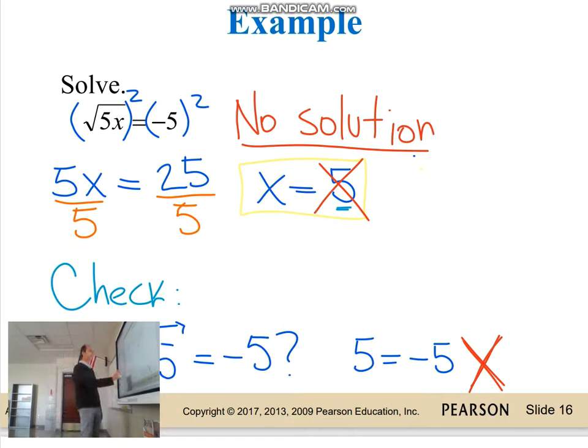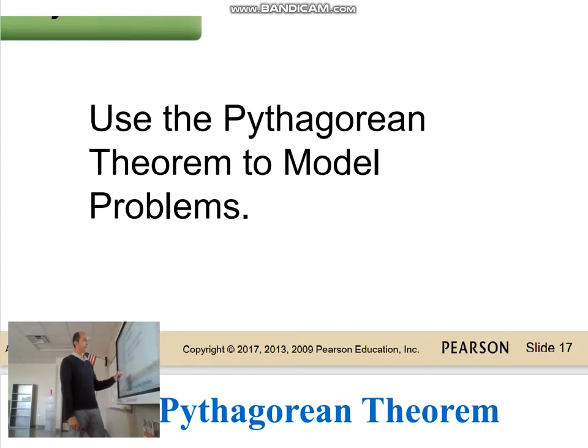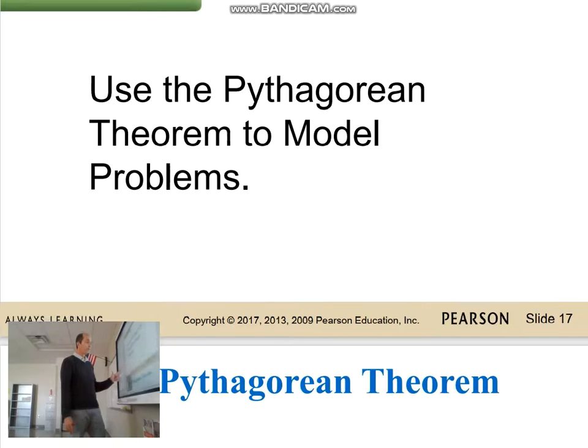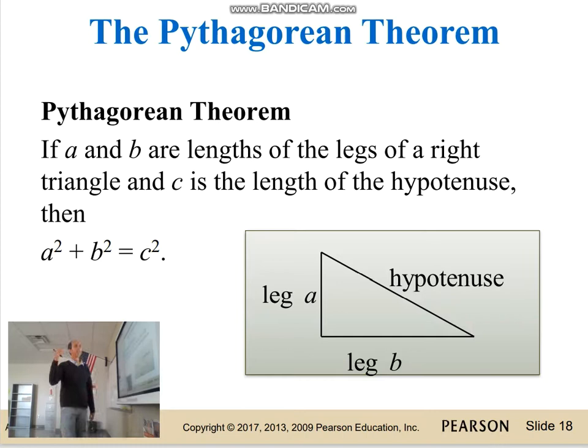All right, now let's move to the next objective, number 2. Use the Pythagorean theorem to model problems. And I think I mentioned before, the Pythagorean theorem is a formula, and don't get scared about the name. The name is because of the guy that created this formula, Pythagoras, an old mathematician from thousands of years ago, I think from Greece. It's a very simple but very important formula and allows us to solve several problems, okay?